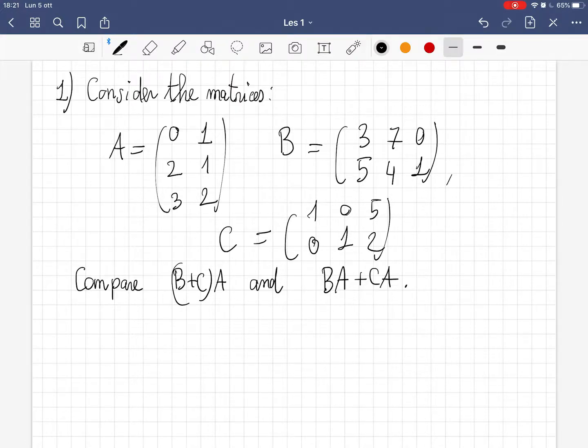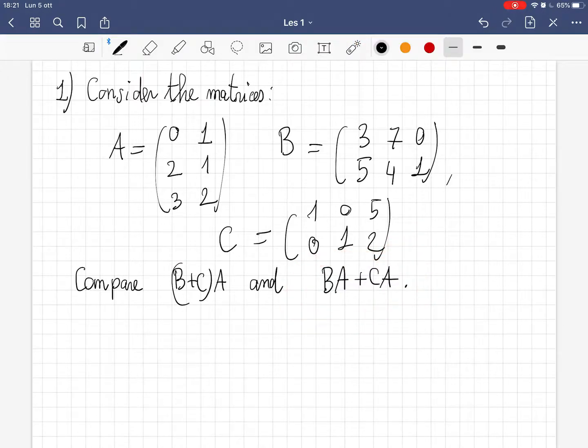Here you have this first exercise. You have to consider these two matrices. This one is 3 rows and 2 columns, whereas this is 3 columns and 2 rows, and this is again 3 columns and 2 rows. And the exercise asks you to do some matrix products and compare them.